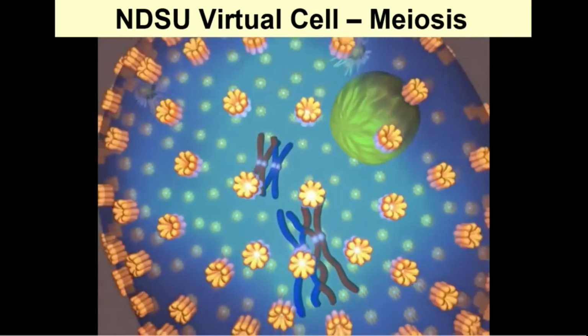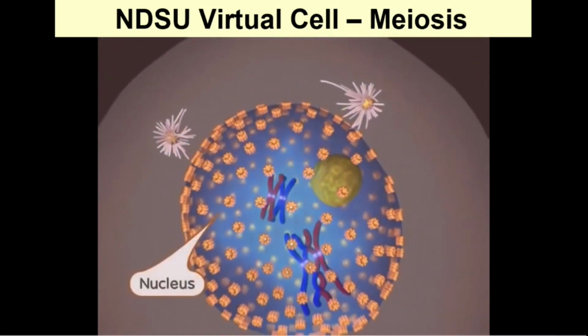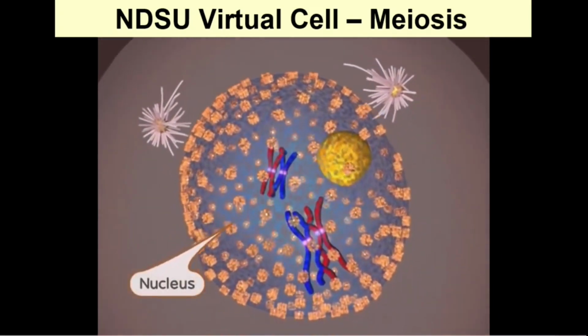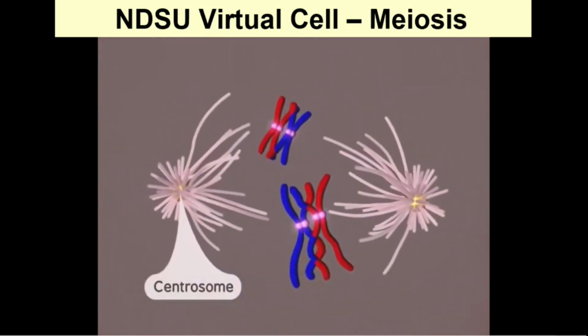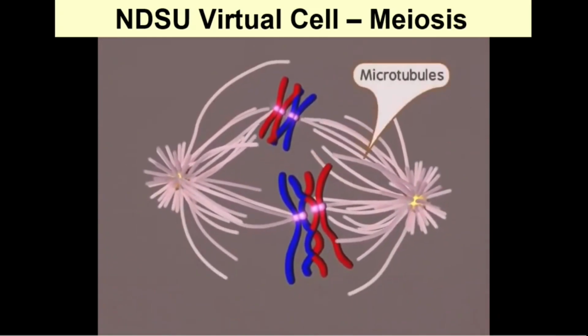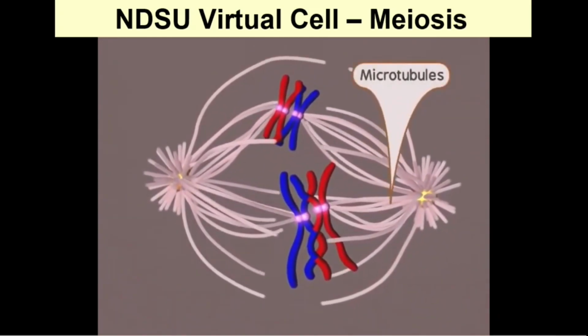There are several more key steps in Prophase I. The nuclear membrane begins to break down. Then, the 2 centrosomes migrate to opposite ends of the cell and microtubules appear. The microtubules then attach to the chromosomes.